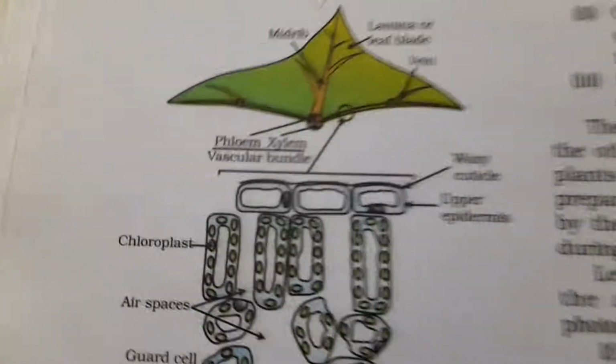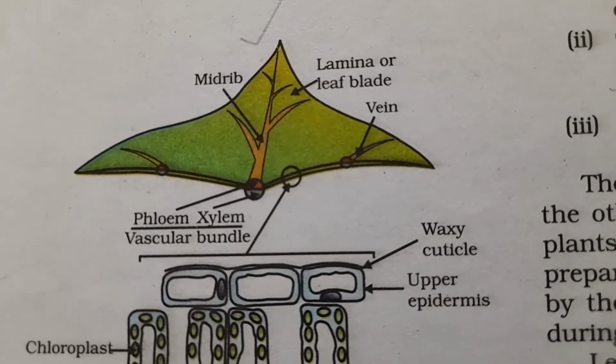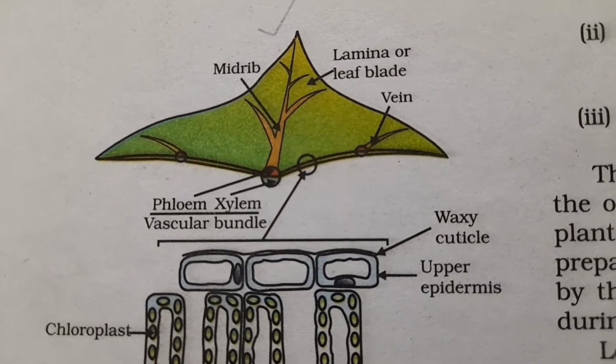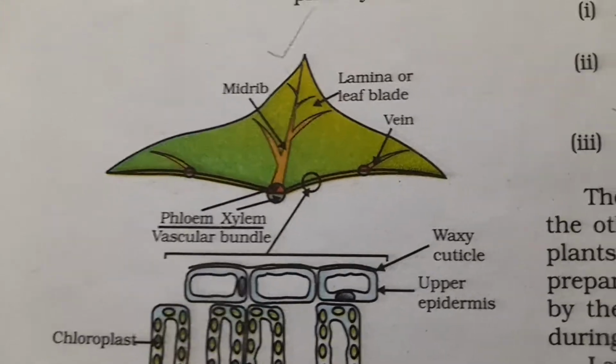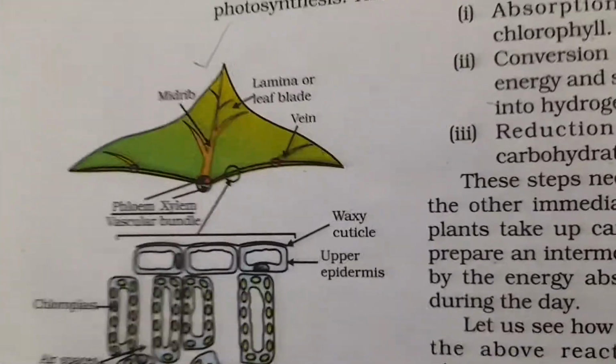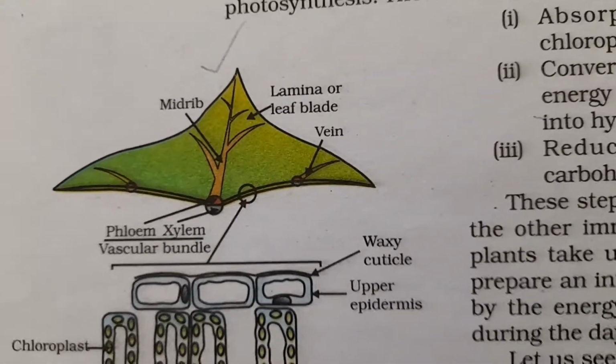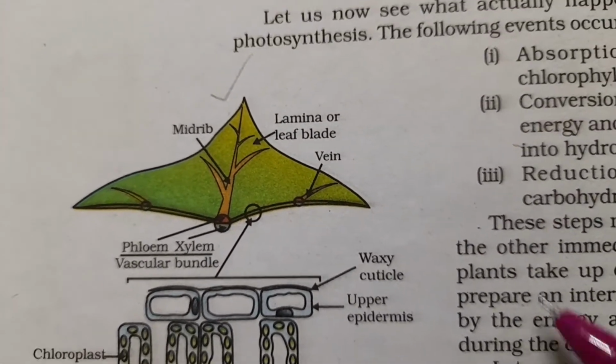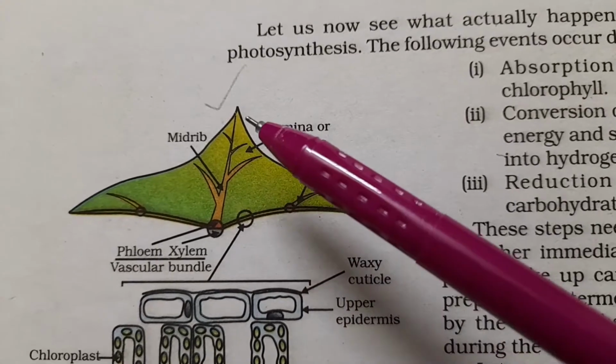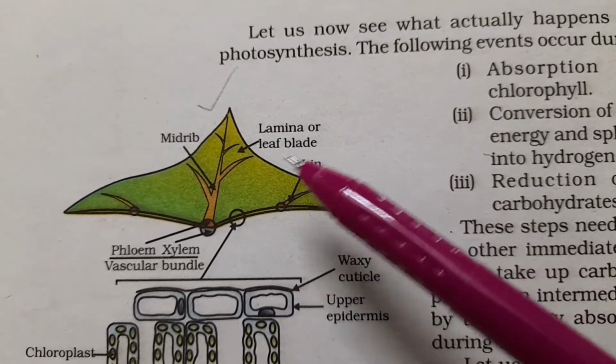They are showing the cross section of a leaf. This is a diagram on the top. This is a leaf. As I said, the green pigment is given by the chlorophyll. Now the center one is called the midrib of the leaf, as you can see here, and this is the lamina or leaf blade.